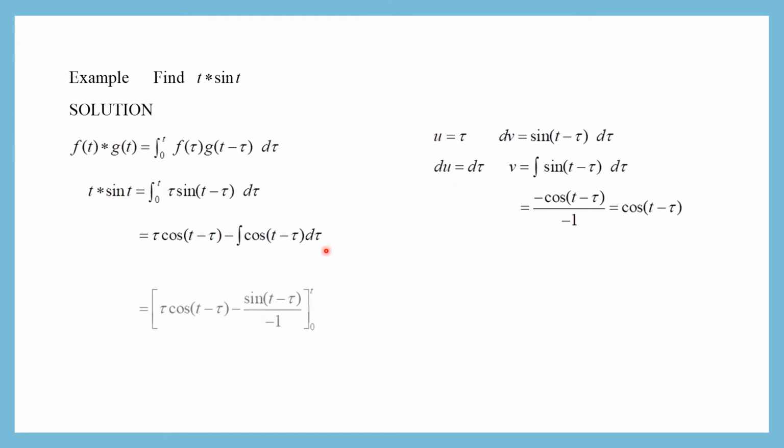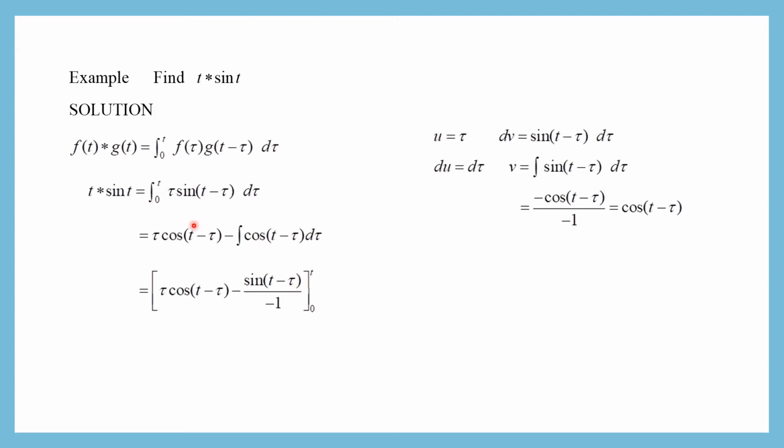Continue. Okay, let us evaluate this integral. So you get tau cos(t minus tau) for the first term. Now integration of cos is positive sine. Okay, so cos(t minus tau), when you integrate, you get sin(t minus tau) divided by negative 1. Now why do you divide by negative 1? By the technique of integration by substitution, where we let u equals t minus tau.